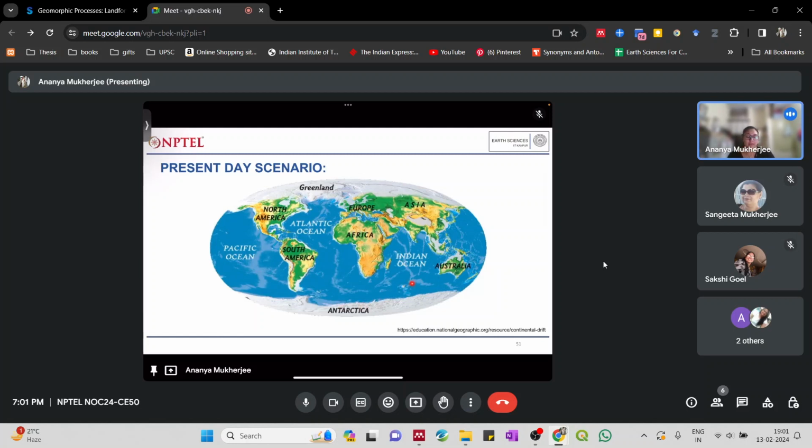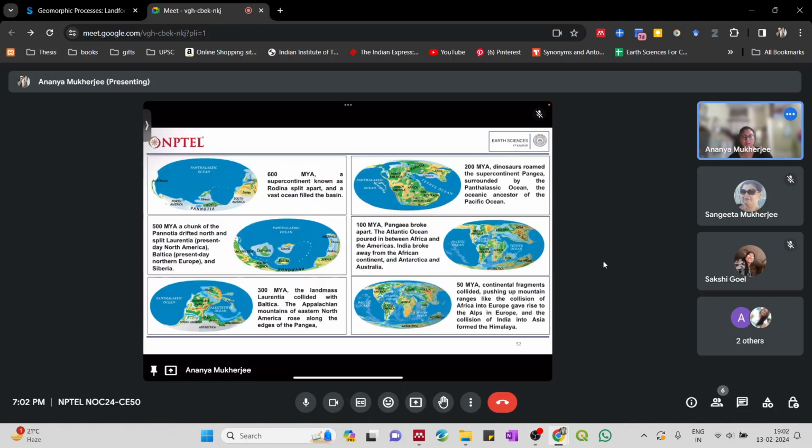Okay, but this was not the setup when we are talking about, say, 540 million years ago. Okay, so this was not the case at that time. So how did the current setup form? Okay, so for that, research has been conducted to understand where the continents were placed originally.